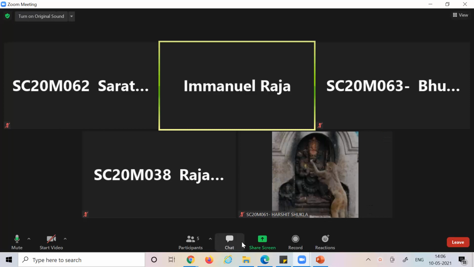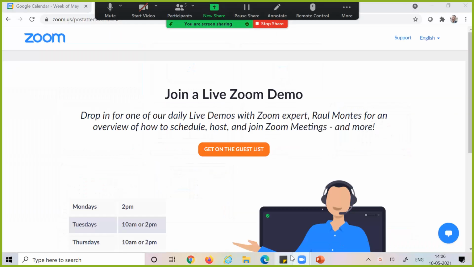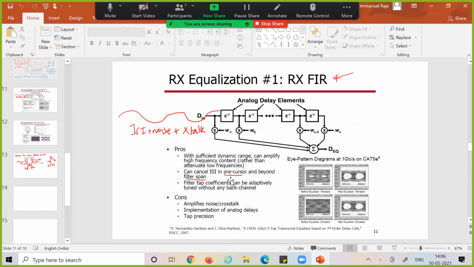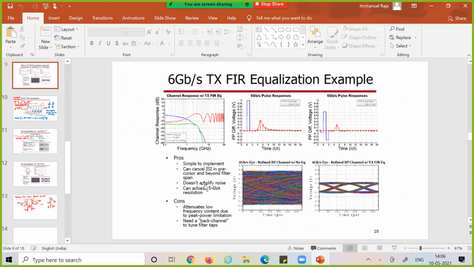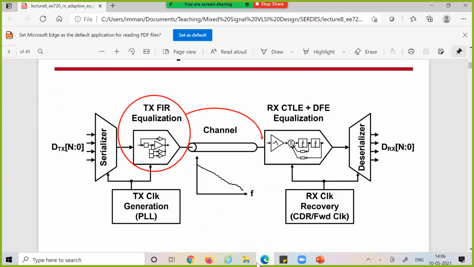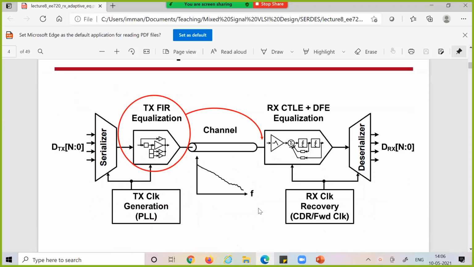So in last class we were looking at equalizers, right? And let me just share my screen. So we said there are three different types of equalization. In fact, we said, okay, I'm just going to use some of the slides that I'm referring to. They'll also be posted on the Moodle page so that you can use them for your reference. Okay. So if you look at a typical link, it looks something like this.